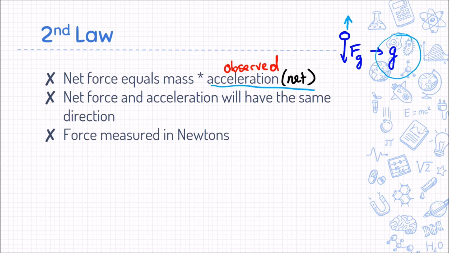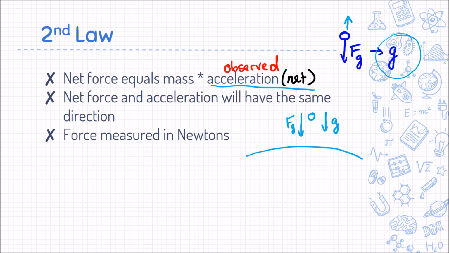Net force and net acceleration will have the same direction, and we also mentioned this before. If we have an object falling towards the ground, it's being pulled by the force of gravity, and its acceleration is also downwards.